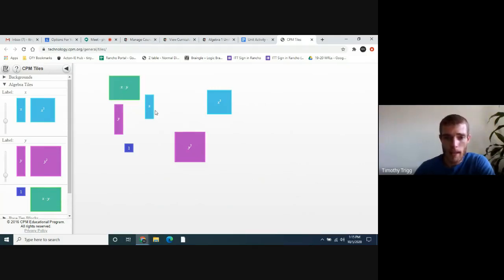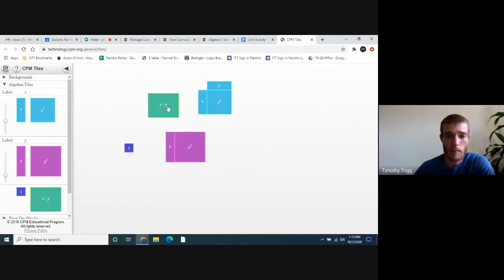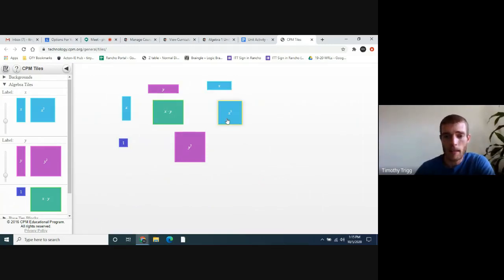Now you might notice that the length of the x is the same length as the x squared, and I can show that from the top as well. Similarly, the y is the same length as the y squared. This x times y, you can see that's length x and y. And this single tile has the same width as the x's and the y's. And again, you can make these negative too. So that's basically the gist of what's going on here.